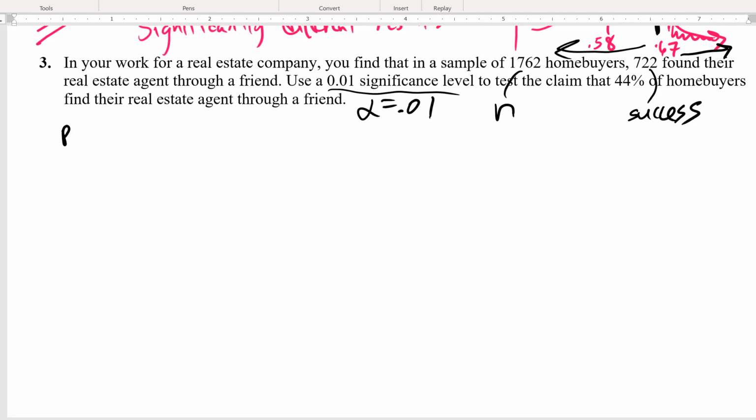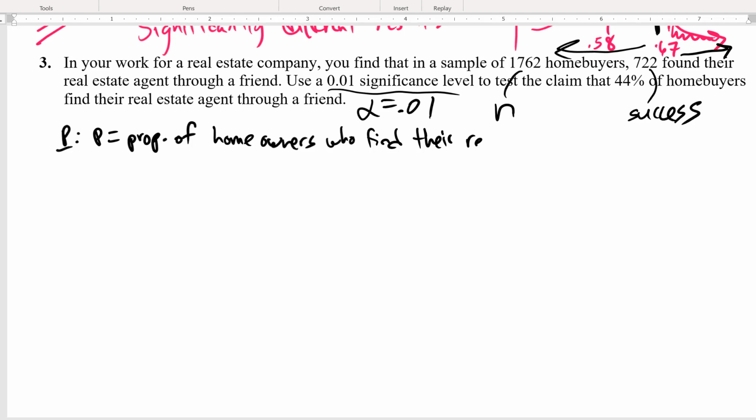We start with the parameter: P, the proportion of homeowners who find a real estate agent through a friend.